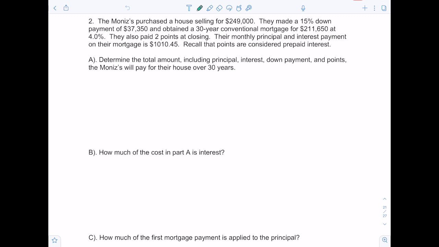So what we need to do is take the monthly principal and interest payment, which is the $1,010.45, and we're going to multiply that by 360 because in 30 years, there's 12 months each year. 30 times 12 is 360. So they're going to be making 360 payments of that amount, which comes out to $363,762. Okay, so that's the total interest and principal paid.